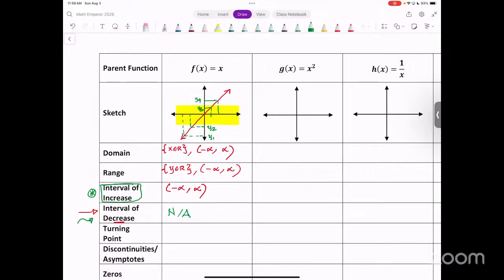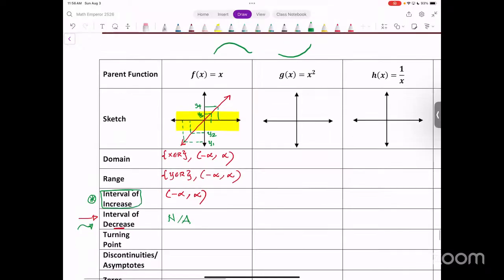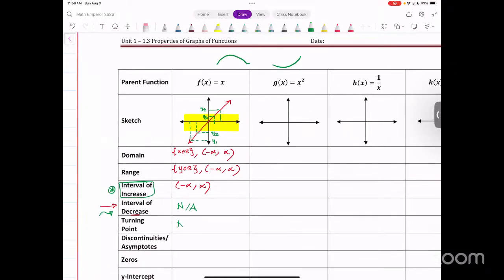Turning point. To look for a turning point, does your graph turn like this, turn like this? Does your graph have any mountains or valleys? Do we have any turning points? No, so we don't have any turning points. Discontinuities. So Audrey, does the graph have any discontinuity? No.